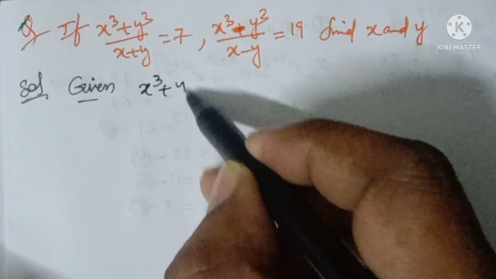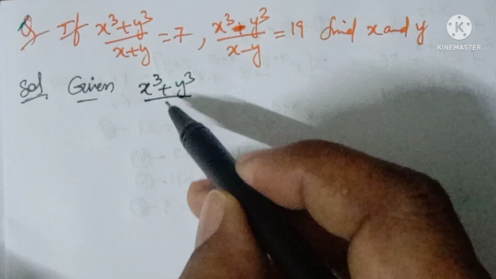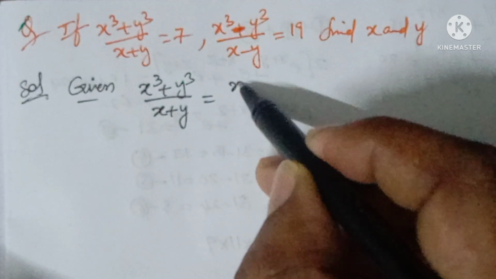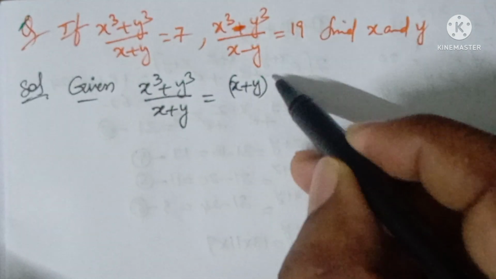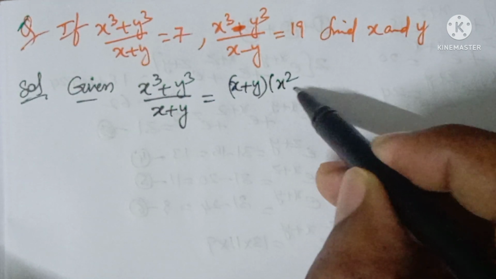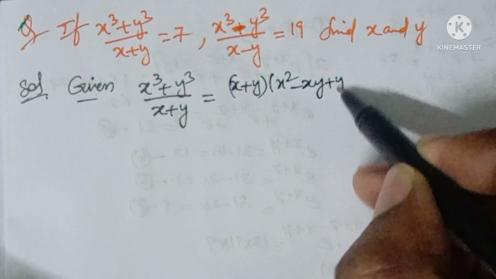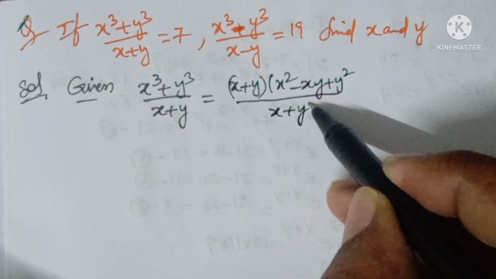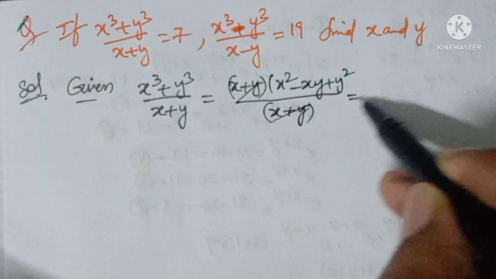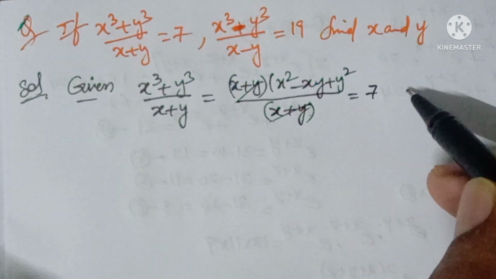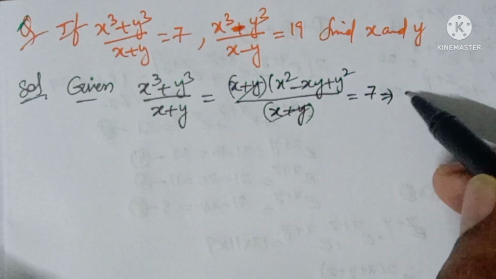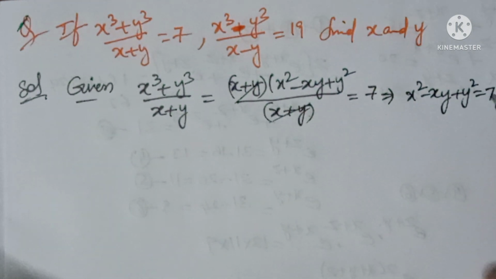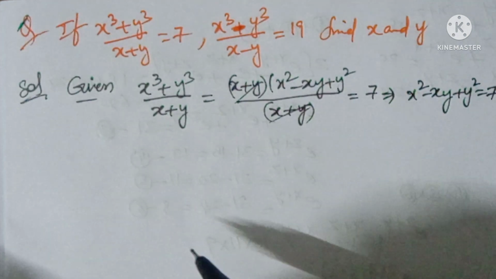(x³ + y³)/(x + y). Here we have the formula (x + y)(x² − xy + y²)/(x + y). Both get cancelled here, and we are getting 7. So that implies x² − xy + y² = 7. Let it be 1 now.